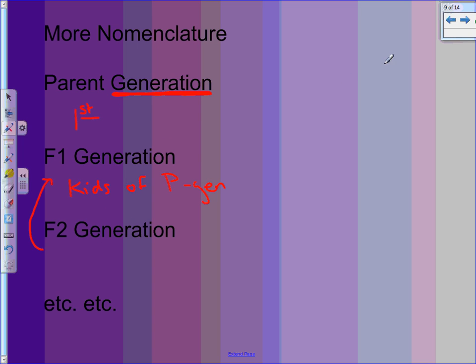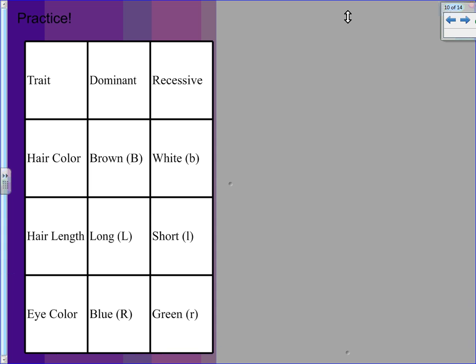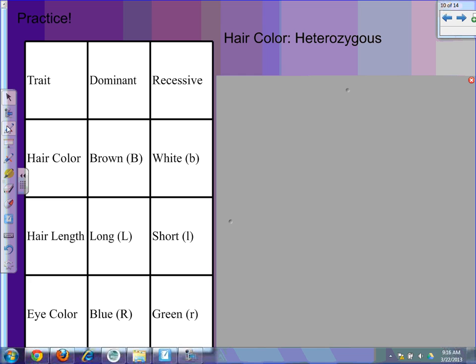All right, so now we did some practice in class. As I reveal these, I want you to pause the video and see if you can figure it out. You could sit there and cheat, but that's not really going to help you. Try to figure out what the genotype would be. Here we have traits: hair color, hair length, eye color, and I'm telling you what's dominant and recessive. I give you the letters you're going to be using, so big B, little b, and so forth. I want you to tell me what the genotype would be for an organism that's heterozygous. Remember what hetero means, for hair color.